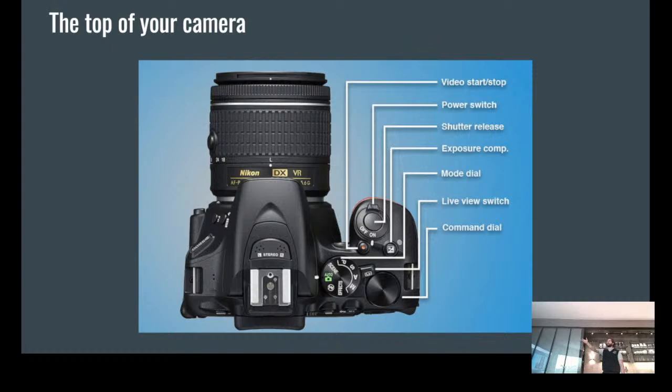The power switch is going to be your on and off button, and typically it's somewhere around your shutter release button. Your shutter release button is the button at which your shutter is going to open and then close. That's going to be your image capture button. Underneath that, you'll have exposure compensation.